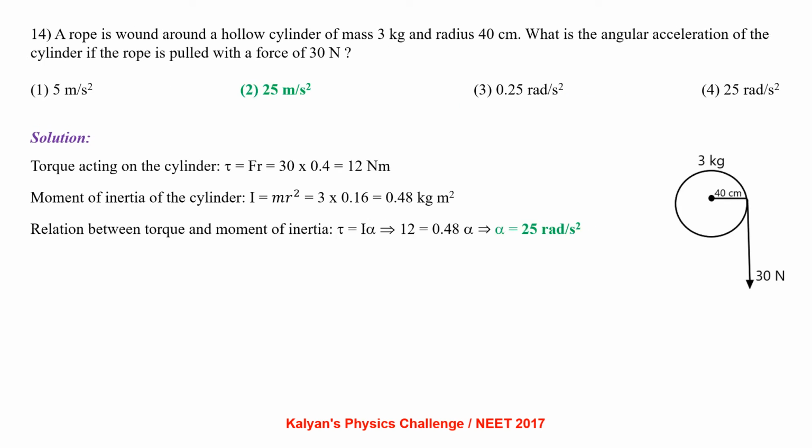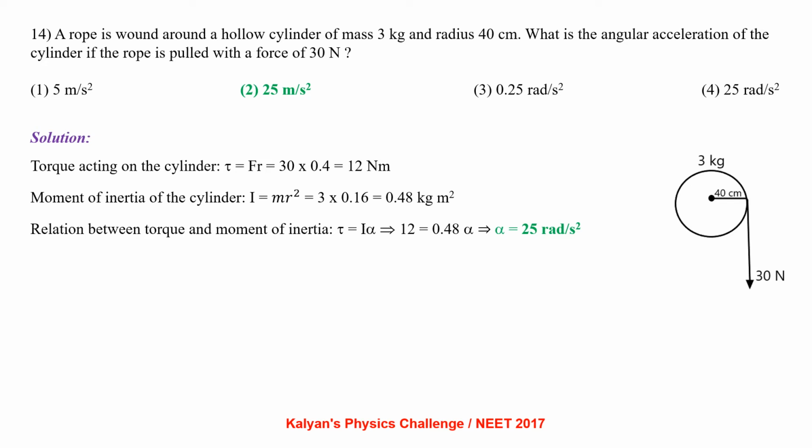A rope is wound around a hollow cylinder of mass 3 kg and radius 40 cm. What is the angular acceleration of the cylinder if the rope is pulled with a force of 30 Newton? As you can see, the torque acting on the cylinder tau equal to R into F. So from that we get torque acting on the cylinder equal to 12 Newton meter.